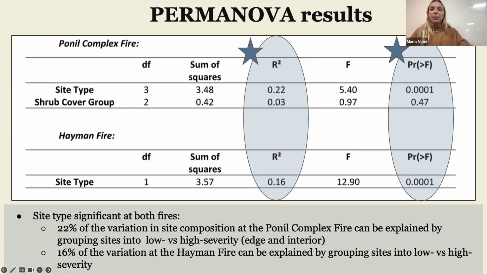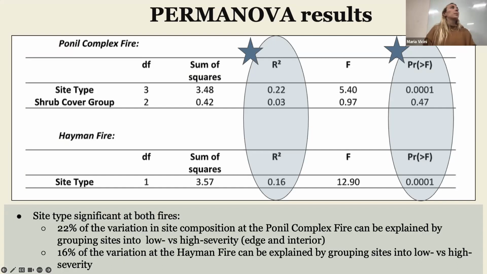So for the Poniel Complex Fire, 22% of the variation in species distribution differences across all of the sites could be explained by splitting those sites up based on site type into low severity, high severity, low severity interior and edge, high severity interior and edge. At the Hayman Fire, you could explain 16% of the variation in species distribution across sites based on just breaking it into low versus high severity. As you can see by the p-values, these were both highly significant.